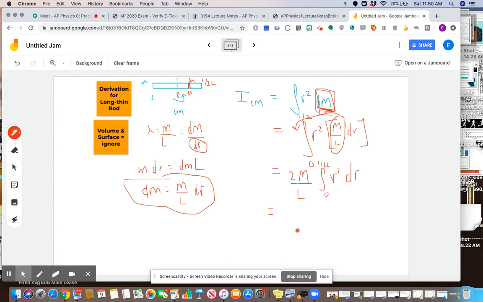Okay, so now here's the easy part. When we integrate r squared in terms of dr, what expression will we get? Guys? Is it 1/3 r cubed? Right, 1/3 r cubed, and we're going to plug in 0 to 1/2 L as our upper and lower bounds.